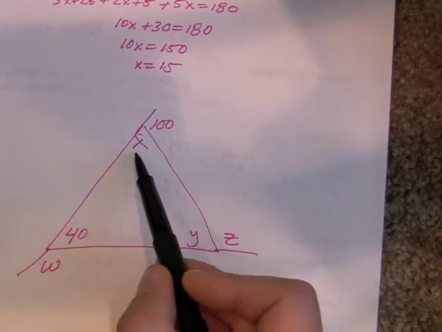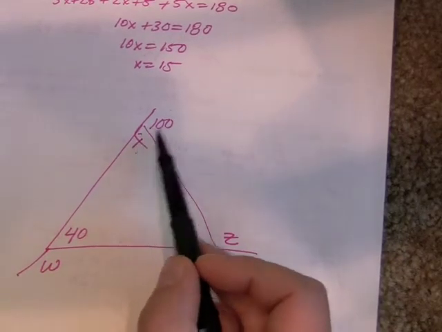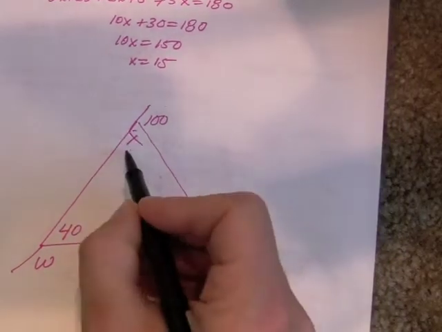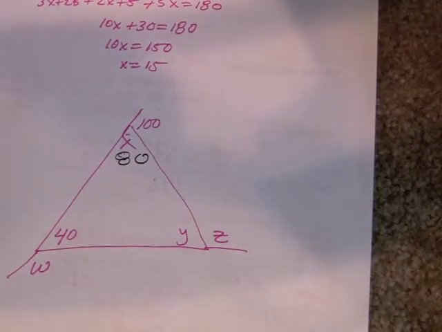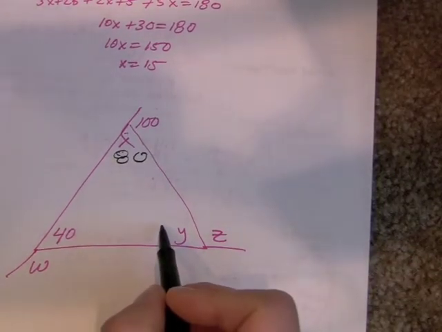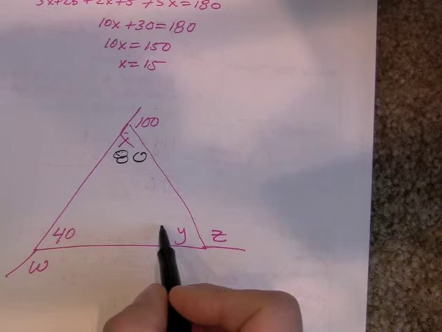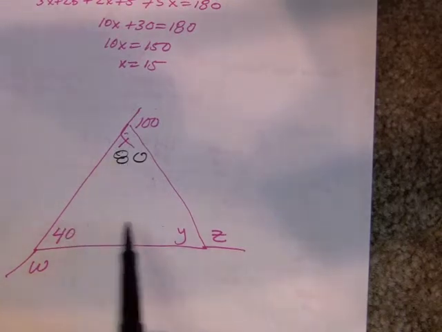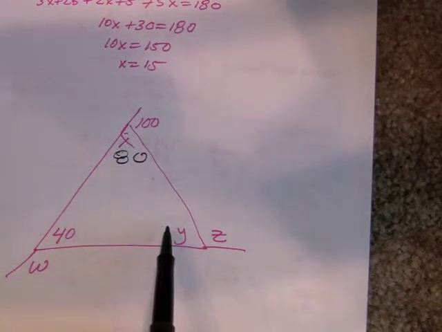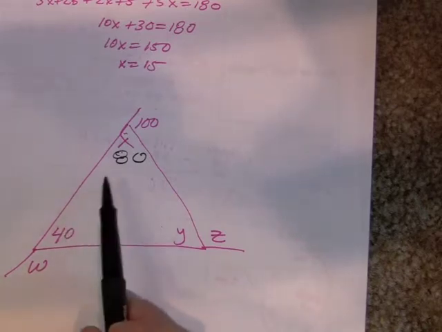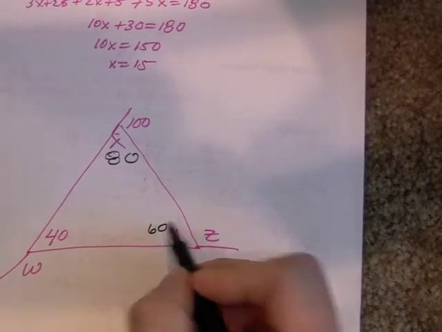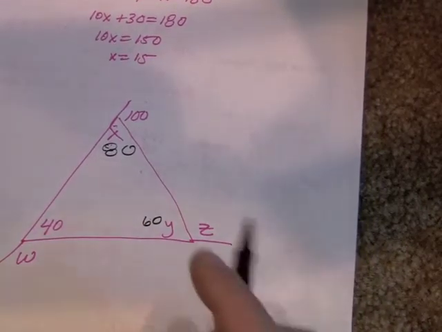So I know X will have to be 80 because 100 plus 80 gives me 180 degrees. So this is 80. And we already said this would be 60. And another way you could have verified it would be 60 is because these three angles will have to add up to 180 because they're inside a triangle. So 60 plus 40 plus 80 is 180. So that's why this is 60.